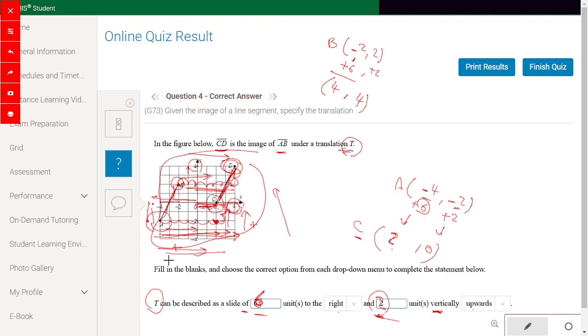So the translation can be from A to C. I have to move 6 units to the right, then 2 units upwards or vertically upwards. Point B, the same. 6 units to the right and 2 units upwards.